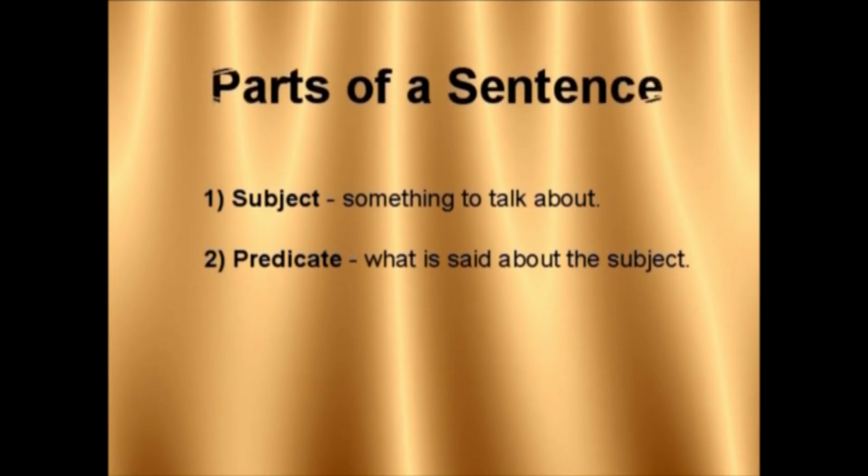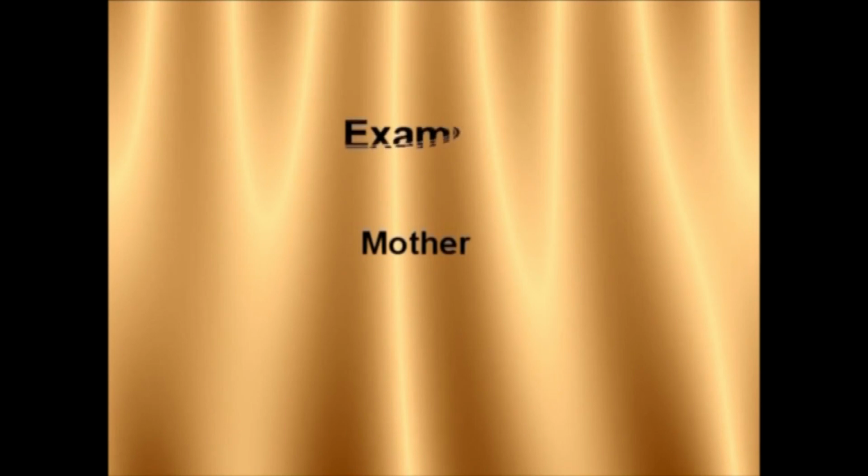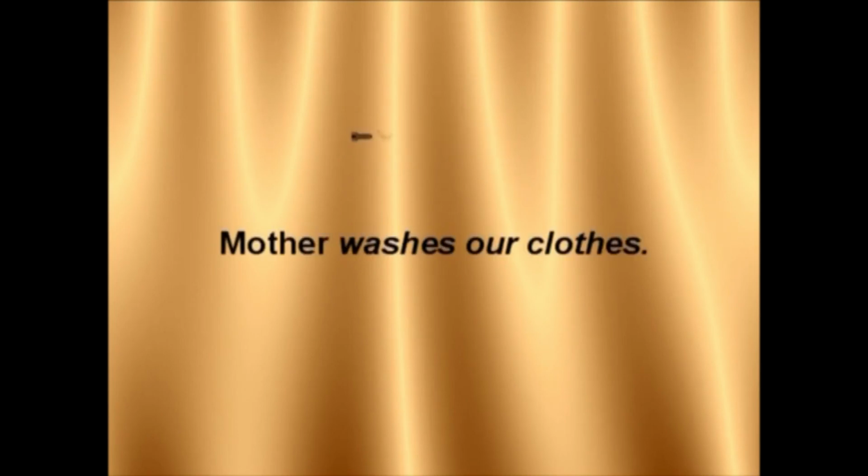For a sentence to express a complete thought, it must have two parts. One, a subject, or something to talk about. And number two, a predicate, or what is said about the subject. Let's think of something to talk about. For instance, mother. Now, what can we say about mother? She washes our clothes. So let's form a sentence. Mother washes our clothes.